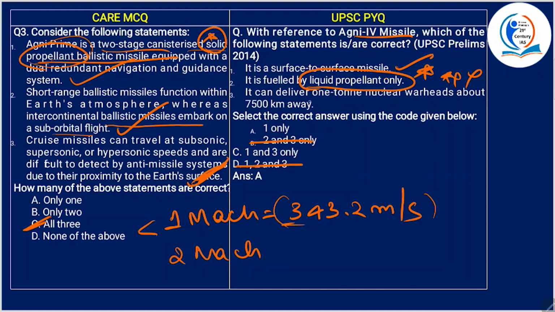Now, it can deliver 1-ton nuclear warheads about 7,500 kilometers away. No, it is not 7,500. It is 4,000 kilometers. So this is also wrong. So A is the answer because they're asking for the correct answer.